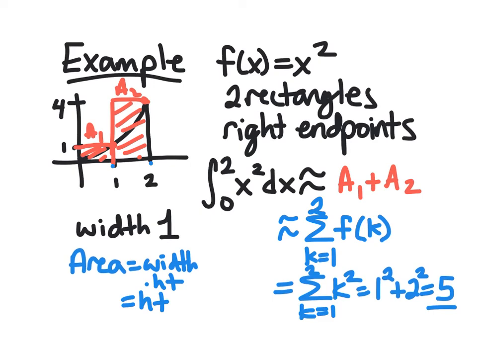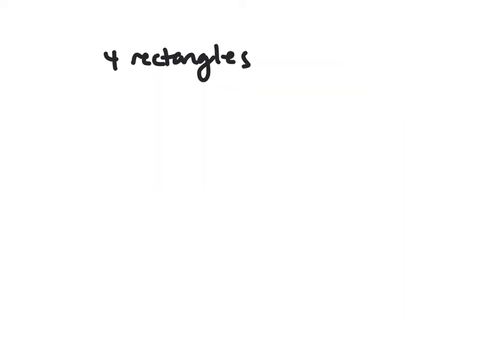Okay? So now let's see how to do this, again, more focusing on what I've written in blue, for 4 rectangles instead of 2 when the width isn't so simple at 1. So in this case, what's our width? Well, we have 4 rectangles. We're still going from 0 to 2, so it should be width 0.5.